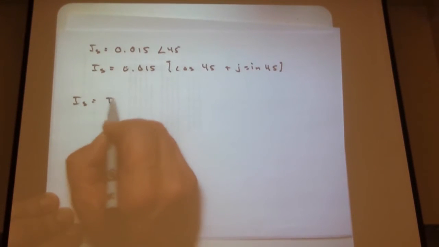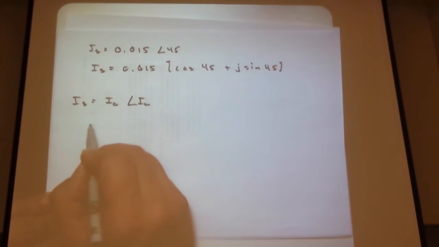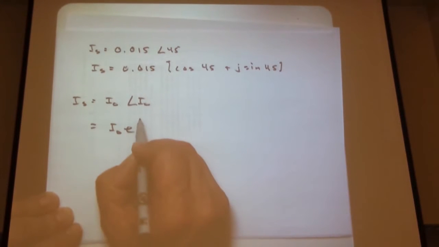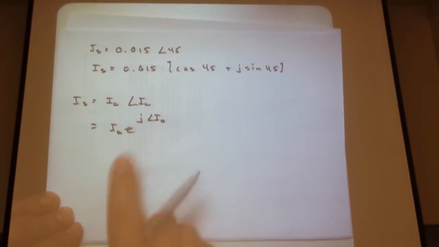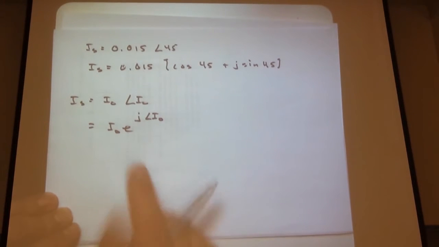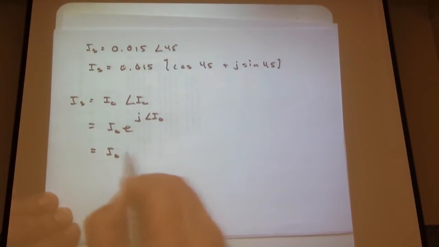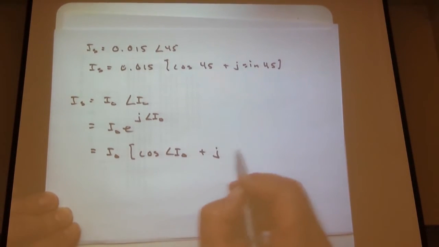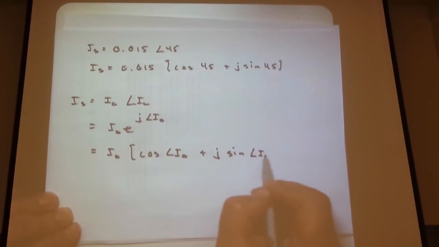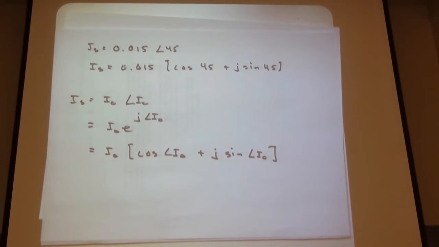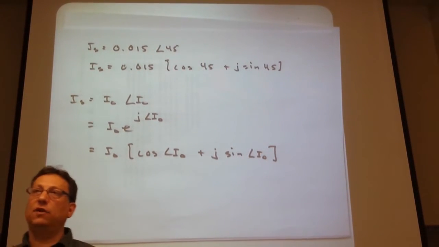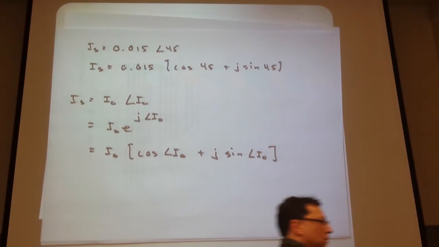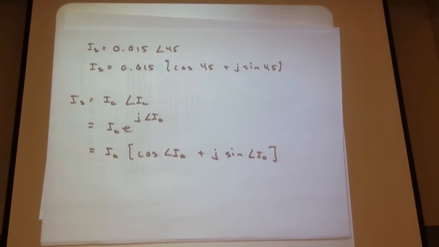I source is some I naught, angle I naught. We can write that as I naught e to the j angle I naught. We can apply Euler's law to that complex exponential: I naught cosine angle I naught plus j sine angle I naught. So that's walking the other way, going back and forth, from the complex form, the phasor form, to the trigonometric form, or vice versa.